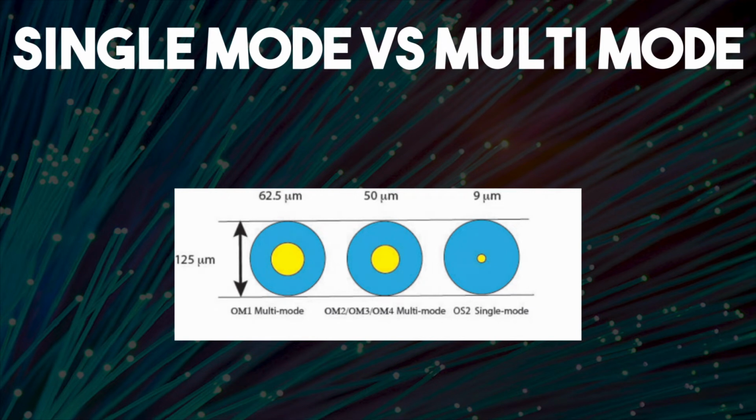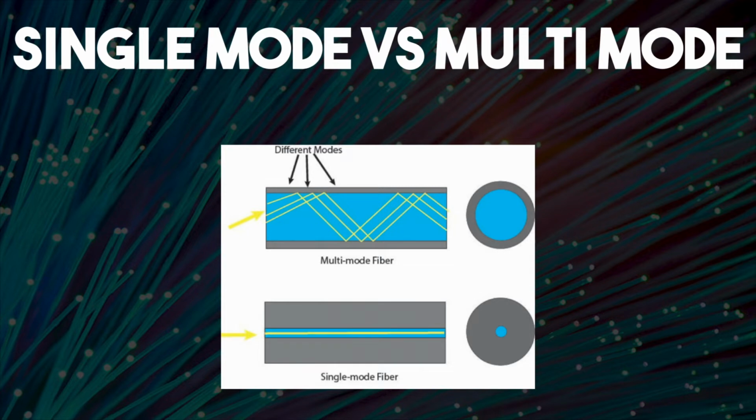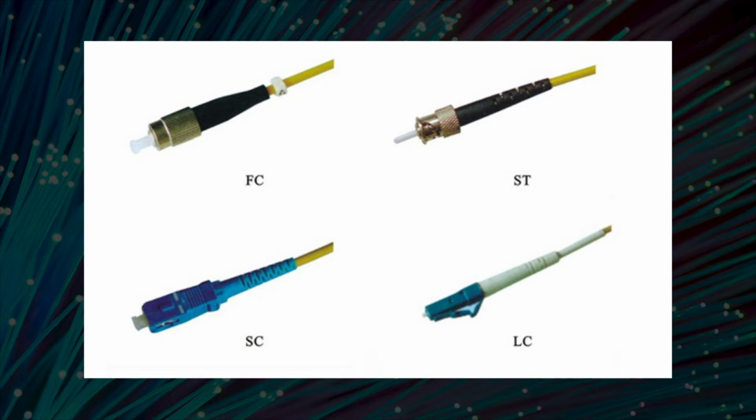There are two main types of fiber, single mode fiber and multi-mode fiber. The biggest difference between the two types of fibers is the size of the glass core inside the cable. Multi-mode has a thicker glass core inside the cable. Next, we'll go over the connection types.